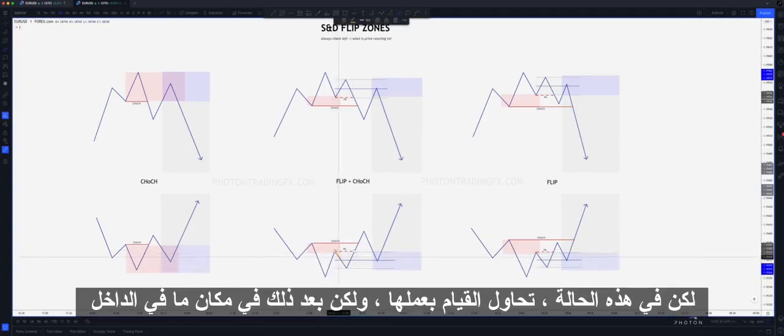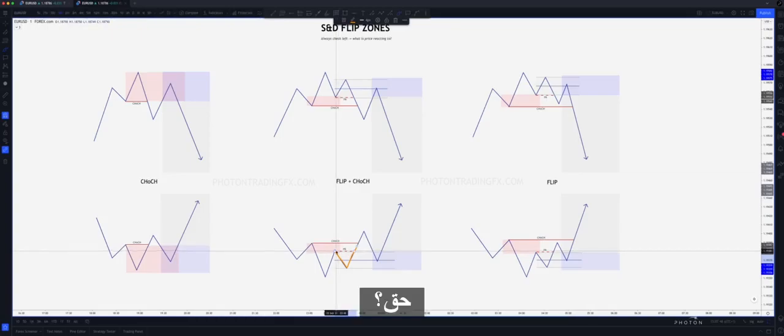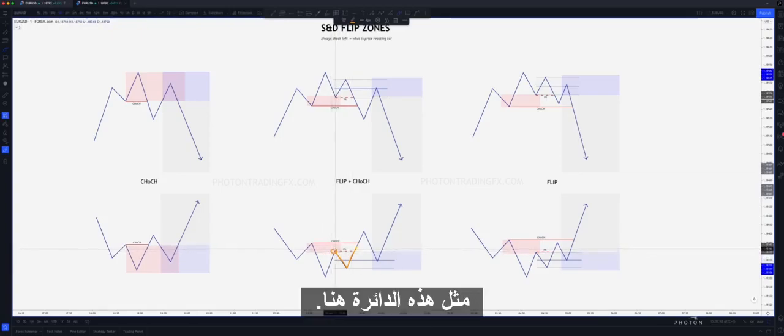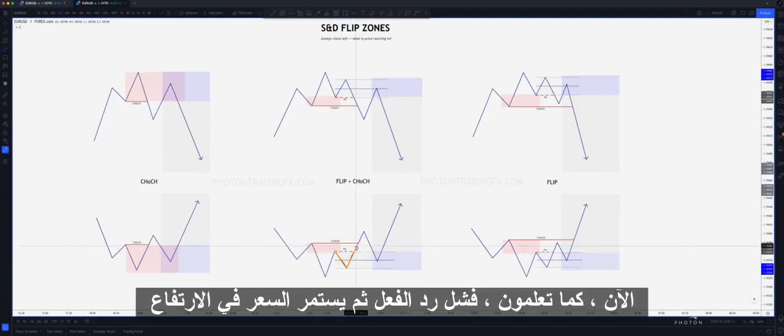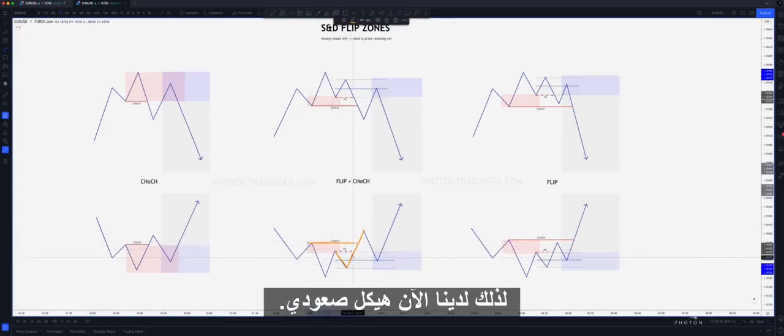But in this case, it tries to do its job, but then somewhere within here, demand steps in to then cause the reaction to fail, right? As soon as we're above that dotted line where the reaction initiated from, this circle here, as soon as we're above it, now you know that the reaction failed, and then price continues to go up. So now we also have structure failing, right? The bearish structure is failing. So we now have bullish structure. We also have a failed reaction.